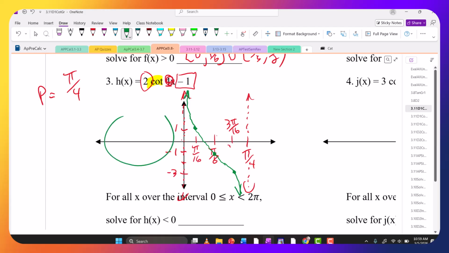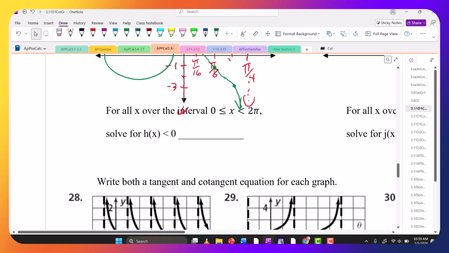And then for this, you can just cut and paste and copy it over here. This is why you're going to love cotan. Cotan's a lot easier. Negative pi over 16, negative pi over 8, negative 3 pi over 16, negative pi over 4. Then we'll hold off on that.